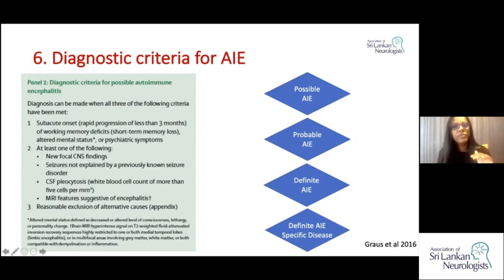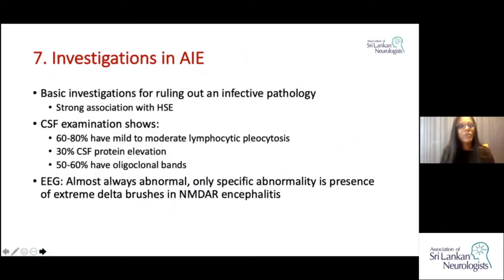You could make a diagnosis of possible AIE, or if you had more features, they outlined how you can make a diagnosis of probable AIE. And then they said, okay, with these features, you could make a definitive diagnosis of AIE, even in the absence of antibodies. So the best example would be, you could diagnose limbic encephalitis if you had the features with the MRI findings. And also, if you had specific features, you could make a diagnosis of definite autoimmune encephalitis and specific disease such as LGI1 antibody encephalitis. So it's a very useful article, highly recommended to be read by all.